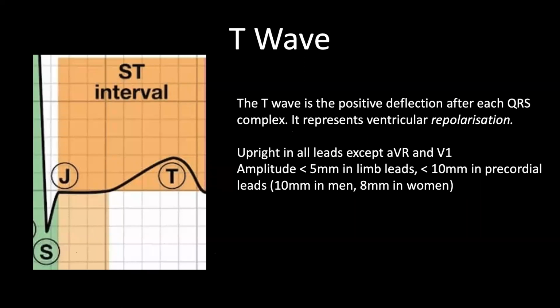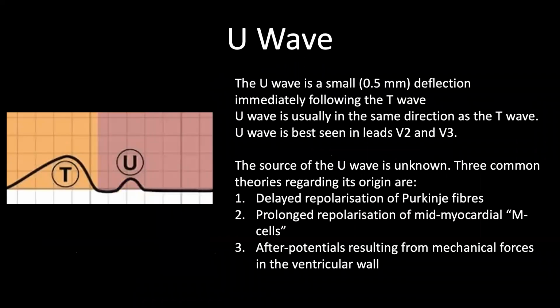And actually, one of the most important things is if they're starting to invert and they're inverting across lots of leads in the context of chest pain, this might suggest that there's some ischemia or an NSTEMI might be occurring. And lastly is the U wave.